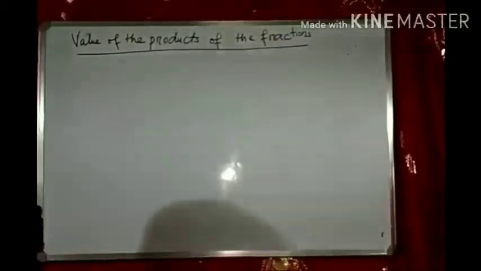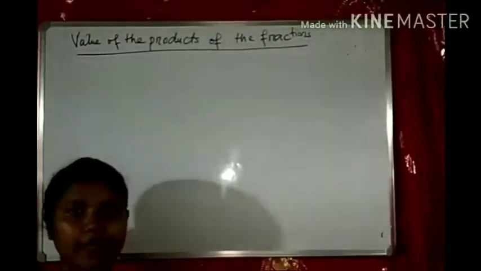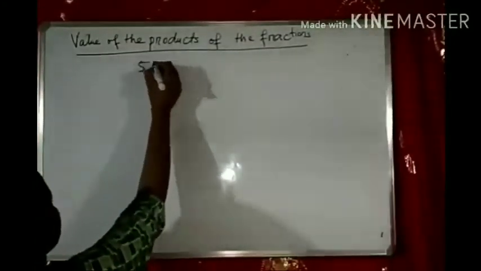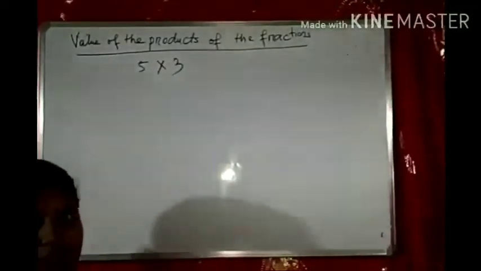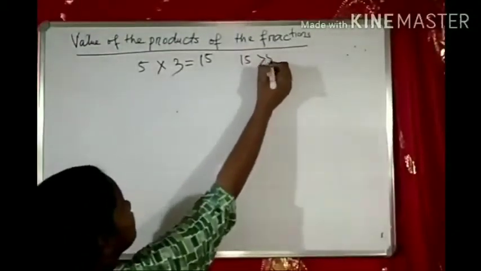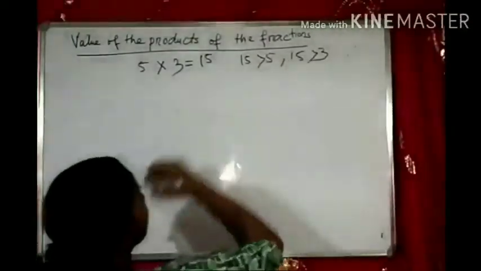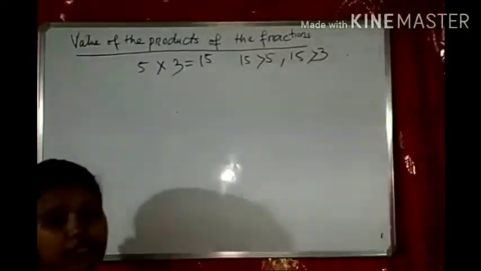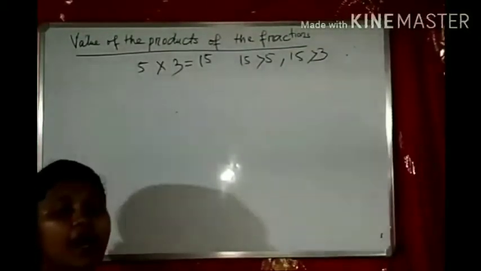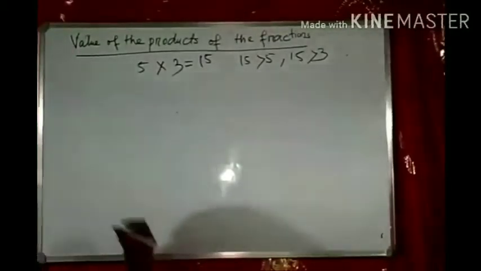Value of products of fractions. So generally we know that the product of any two numbers is greater than the two numbers. So if we are taking 5 and 3, these two numbers, what are we getting? 5 into 3 is 15. So 15 is greater than 5 and 15 is greater than 3. So let's see what is happening when we are multiplying two proper fractions, two improper fractions, and one proper fraction with an improper fraction. So let's see.